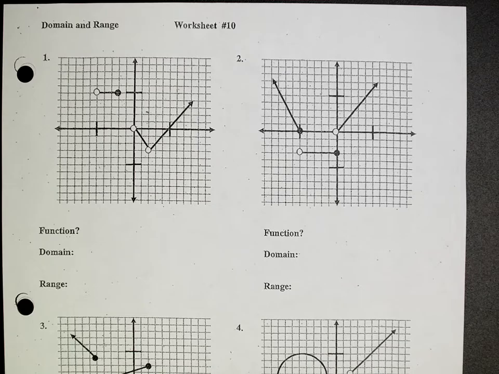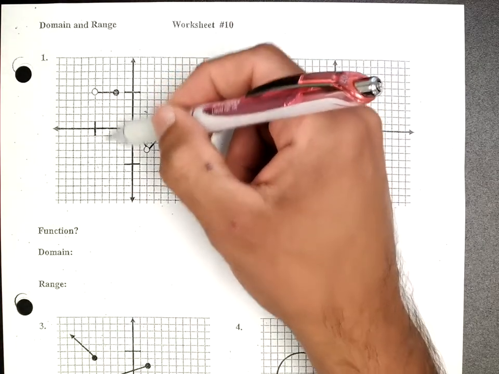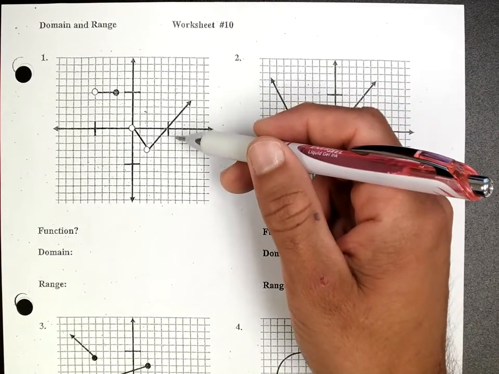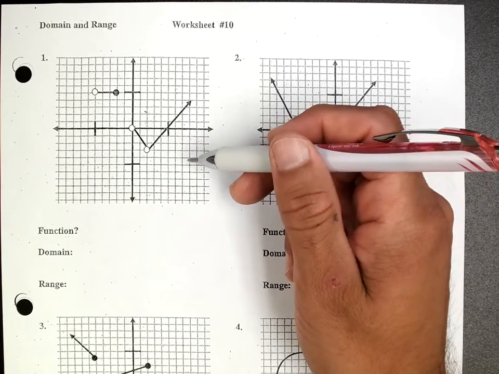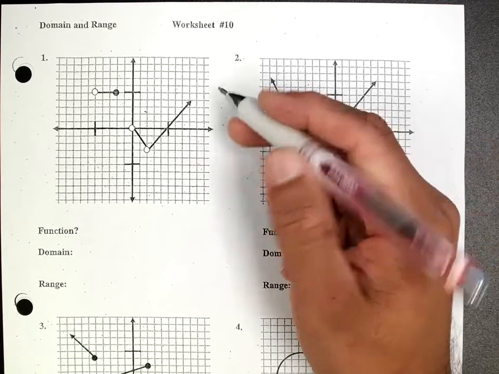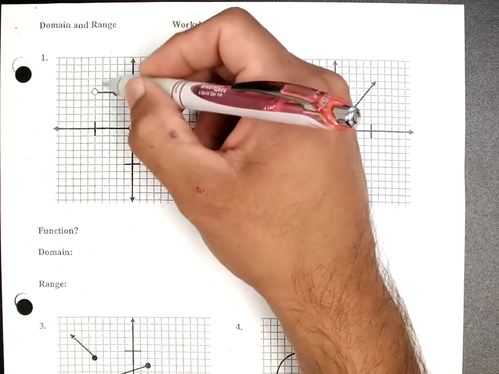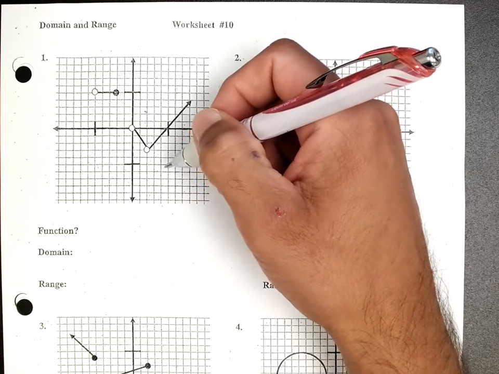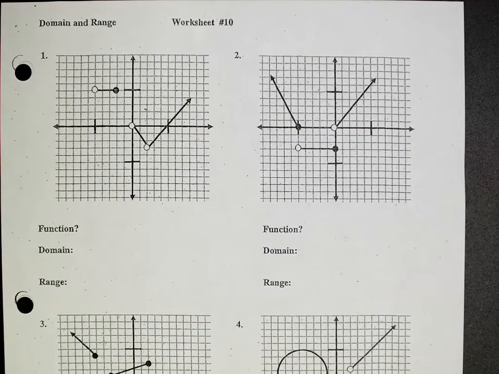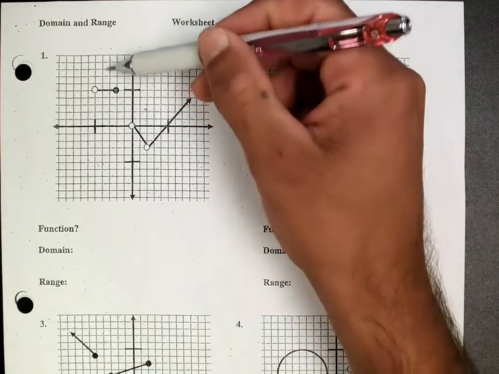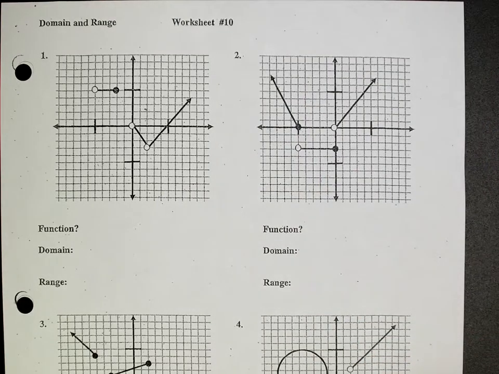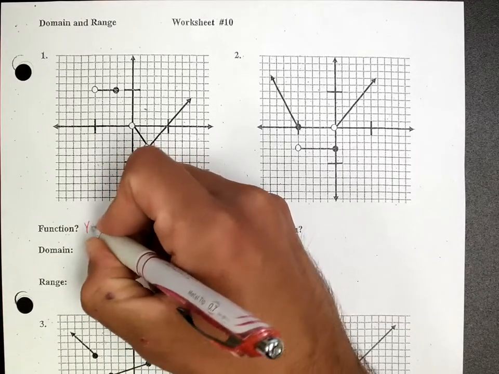So what the vertical line test says is that if you draw a vertical line anywhere on this graph, if that vertical line intersects more than one point, then it's not a function. Alright, so again, if I draw a vertical line anywhere on here, and that line intersects more than one point, then that is not a function. Alright, however, if you look at this one, if you draw a vertical line anywhere on this graph, that vertical line will intersect one point. So in that case, this is a function.